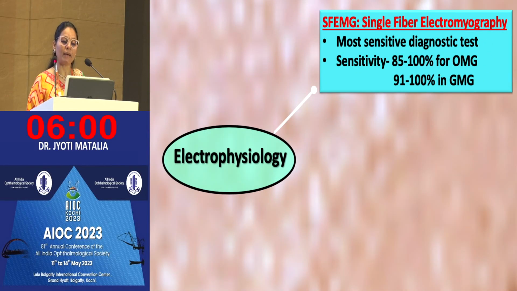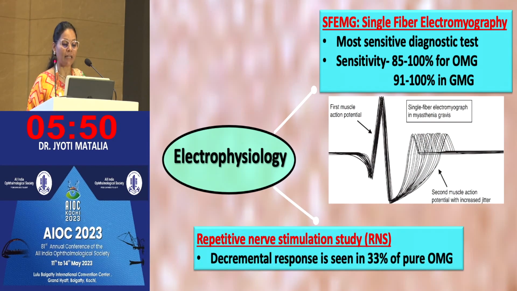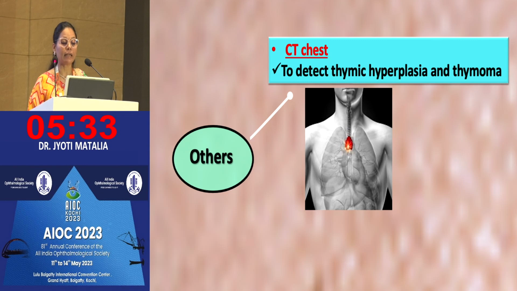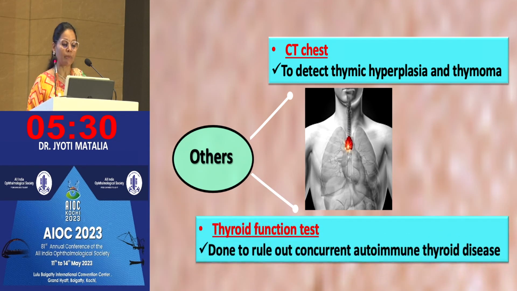Single fiber electromyography is very specific for ocular cases, but it is operator dependent. It's very difficult to perform and needs significant patient cooperation. And then finally there is the repetitive nerve stimulation study, but it does not have very high yield in cases of pure OMG. But if you are looking at the orbicularis oculi muscles, it becomes easier and gives better results. And finally, the other tests, which include the CT scan to detect any thymic hyperplasia or thymoma, and thyroid function, because concurrent myasthenia can exist with thyroid eye disease.